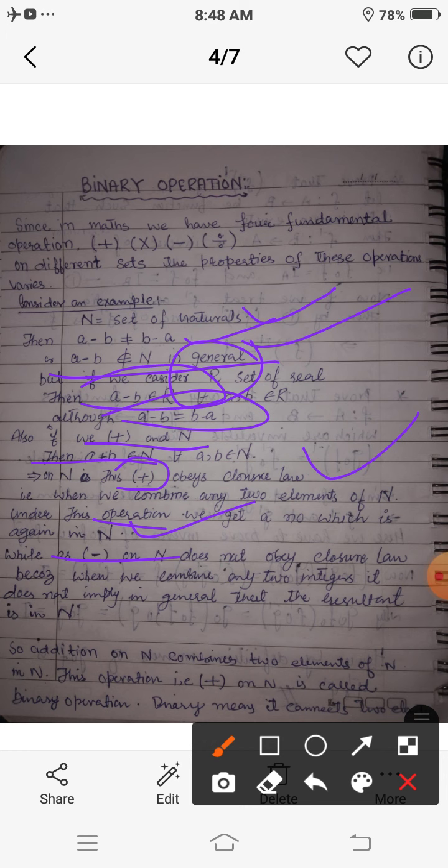So this addition is simply called a binary operation. Binary means two, so a binary operation is simply that operation which combines two elements of a given set to a new element which is again in the set.